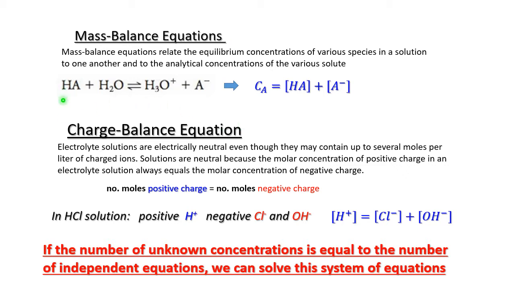So, for example, when HA reacts with water to make H3O+ and A-, that means that HA molecules can exist in two forms, HA and A-. So the total concentration of both forms is equal to Ca, and these are two numbers.